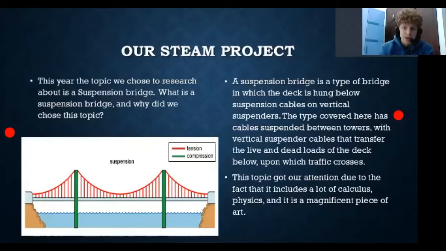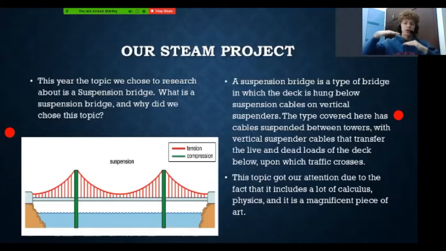The suspension bridge is a type of bridge in which the deck is hung below the suspenders, as you can see over here. And they are suspended between those towers, those two green towers, as you can see here. So all the pressure is being converted from this horizontal deck, which the cars are flowing over and driving above.